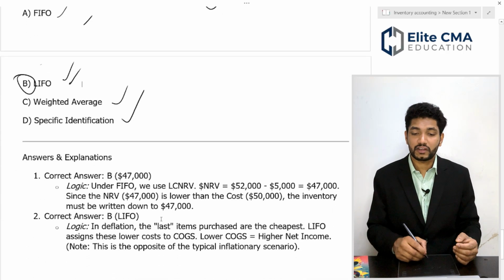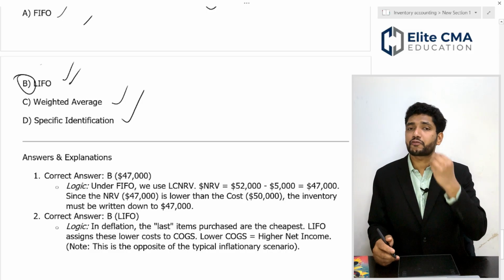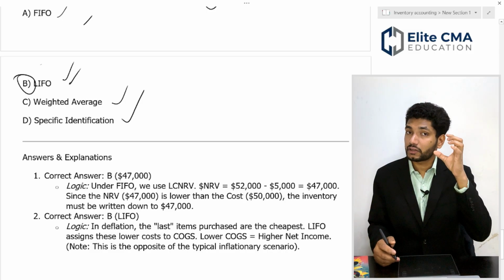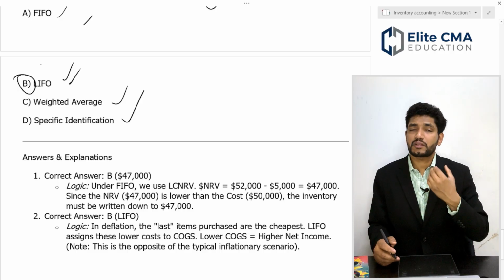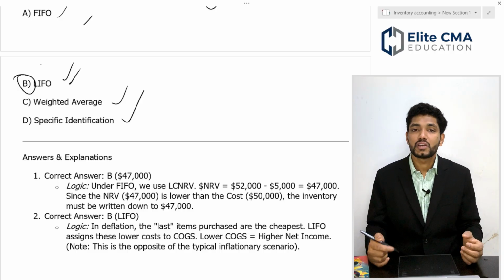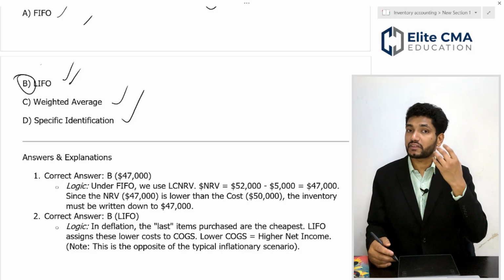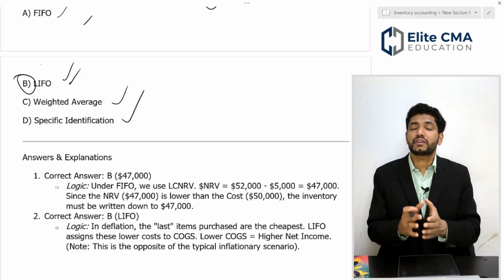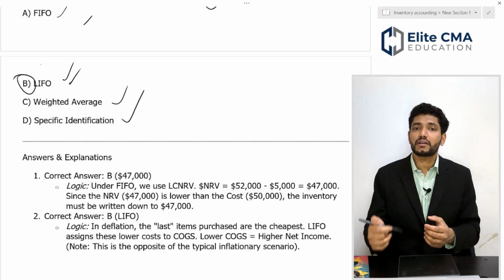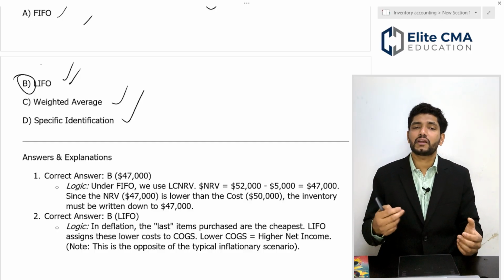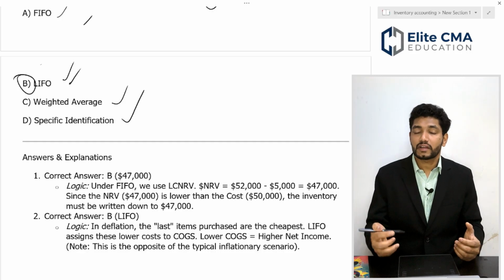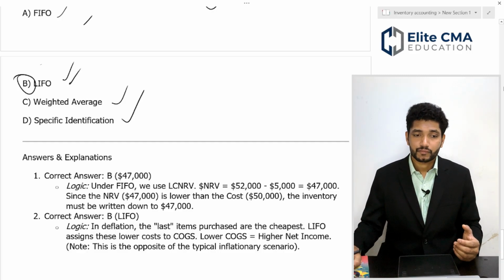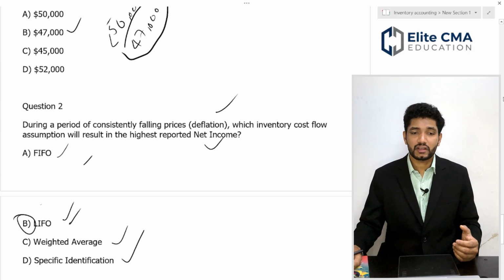You can see the explanation here. With LIFO in the deflationary environment, the last purchased item is the cheapest item. If you are consuming the last purchased item first, definitely your cost of goods sold will be lower and your net income will be higher. So, option B is the right answer here.